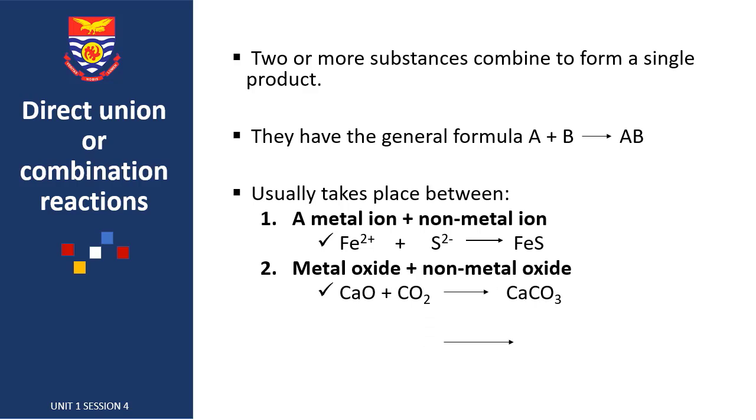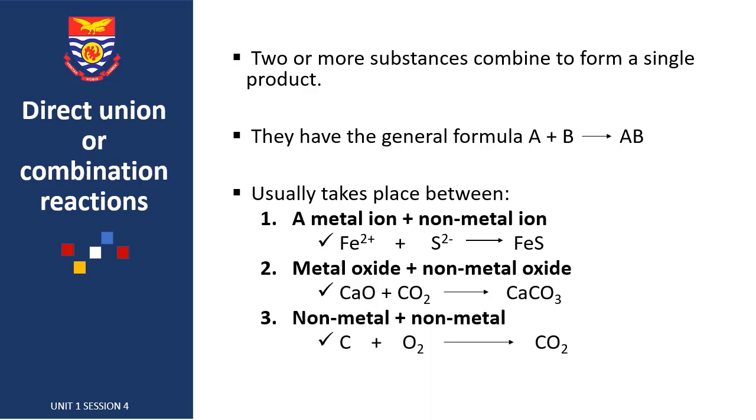Two, metal oxide and non-metal oxide. So, for example, calcium oxide. Calcium is a metal, and then the oxide, and then the non-metal carbon and the oxide. When these also come together, they form a single product. That is calcium carbonate.